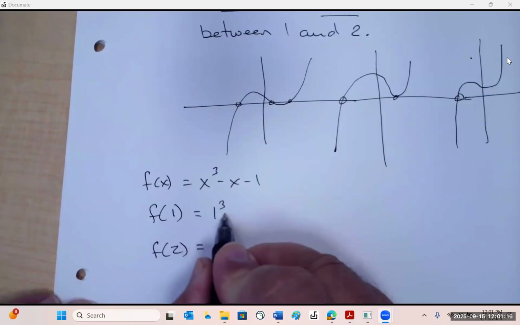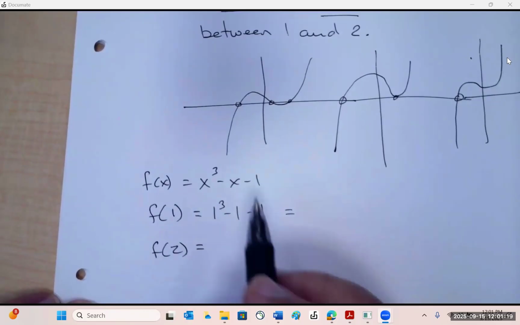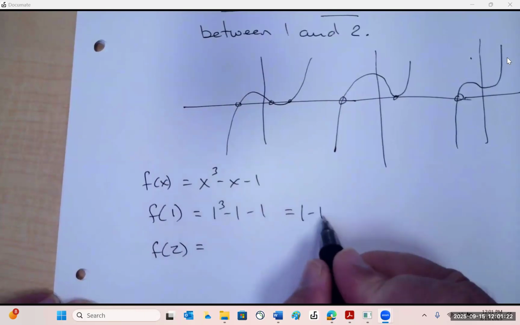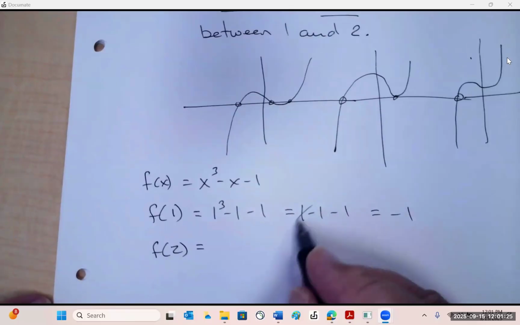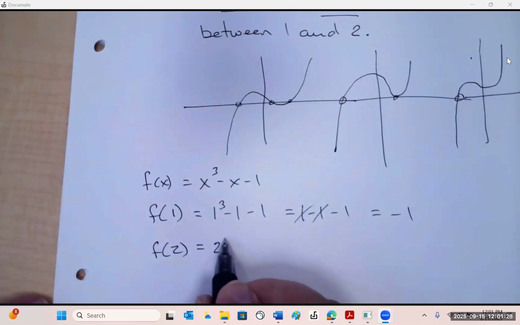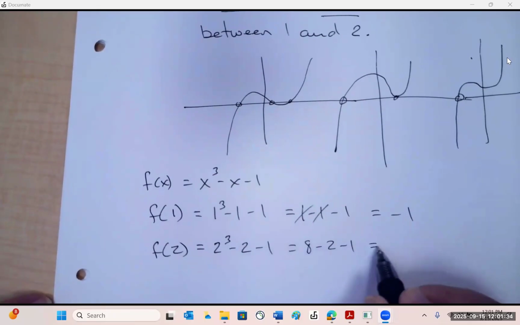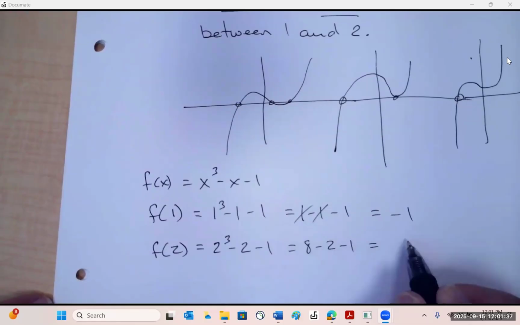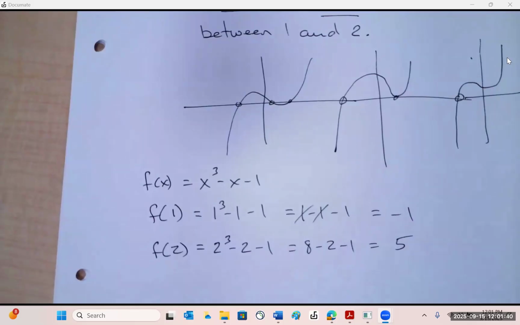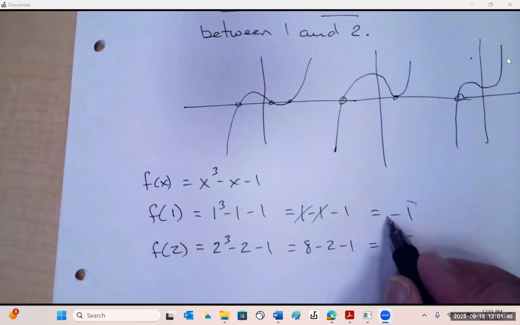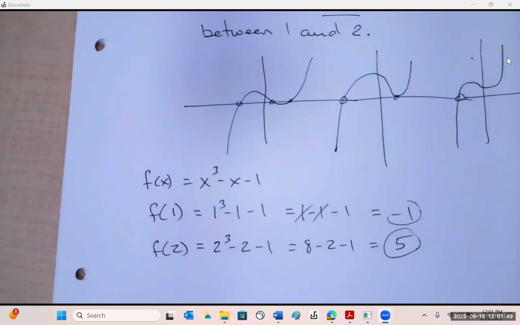So we have 1 cubed minus 1 minus 1. So 1 cubed is 1, minus 1 minus 1 is a negative 1. 2 cubed minus 2 minus 1. 2 cubed is 8, minus 2 is 6, minus 1 is 5. By the intermediate value theorem, since they have different signs, then there's at least one x-intercept between there. That's all you have to do.